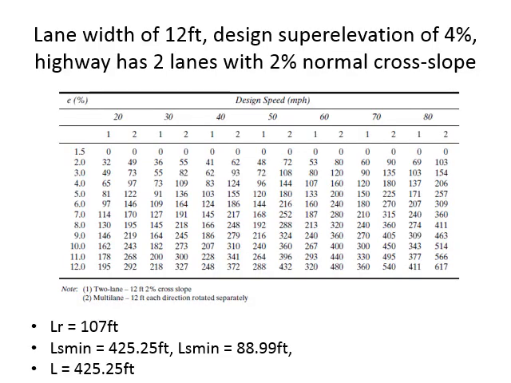So I already have a table here. Superelevation is given, which is 4%. So I will look here, 4%. And lane width is 12 feet, which is the normal for this table.